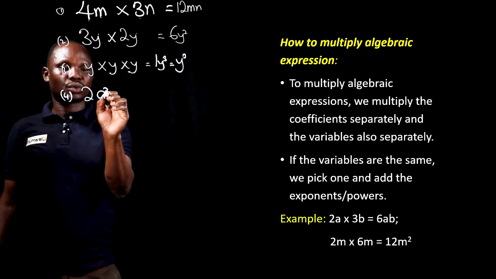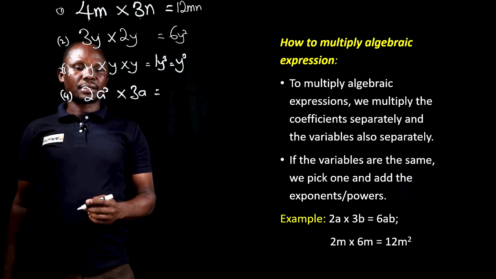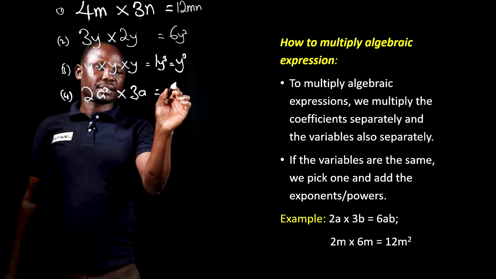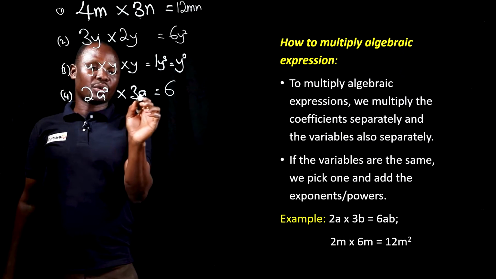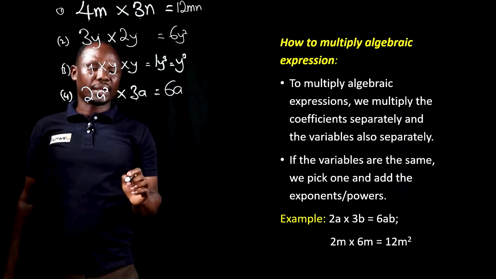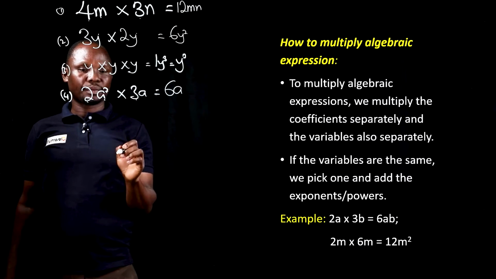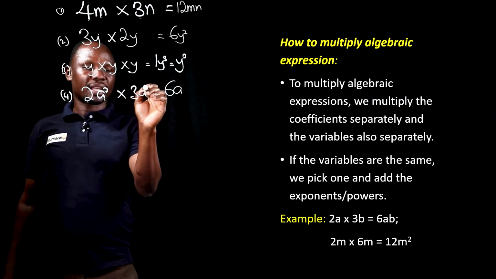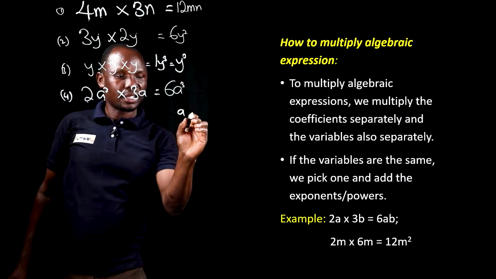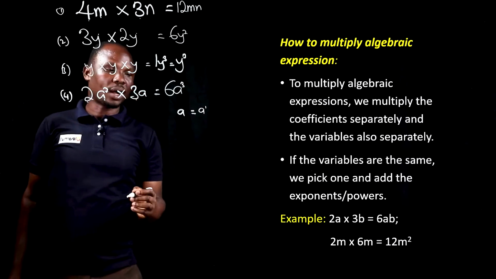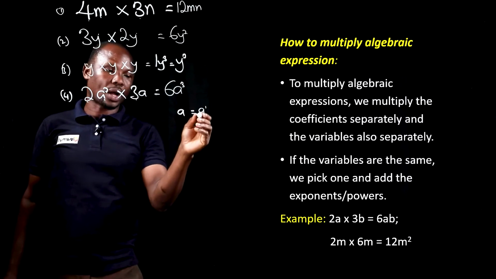So 2a squared multiplied by 3a, in this case, 2 multiplied by 3 gives us 6. A squared multiplied by a, the variables are the same, so we pick one and then we add their exponents. The exponent here is 2 and the exponent here is 1. So 2 plus 1 gives us 3. So in other words, a is the same as a to the power 1. So when a variable is standing without any power or exponent, its exponent is 1.